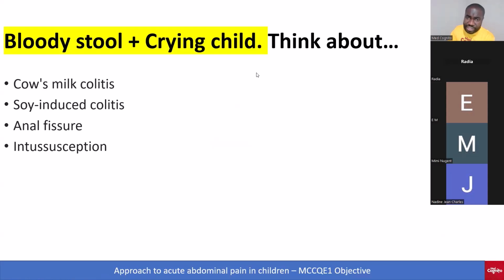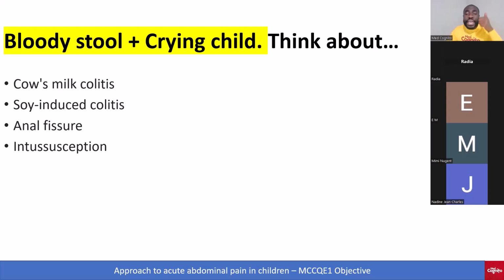Now, still on the history, I'm going to give you some clues so that we'll use it to pick up some things. If you have a child who is crying with bloody stool, think about these 4 top diagnoses. If I was to arrange them again, I have to bring intussusception up. Intussusception should be number 1, then cow milk colitis, soy-induced colitis, anal fissure.